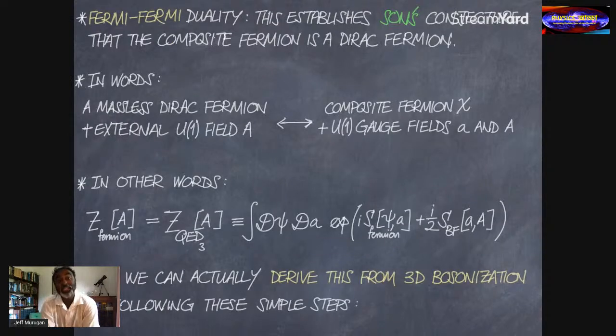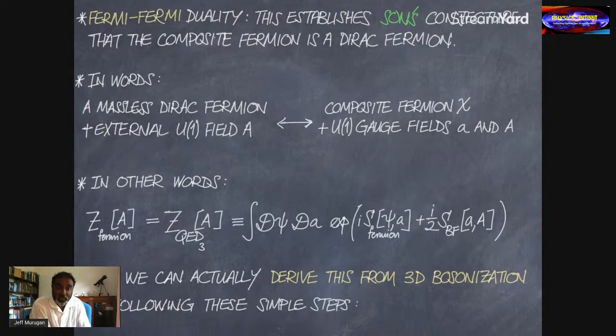Why? Because I can then use this Bose-Fermi duality, something that's well known and relatively well understood, to establish new dualities. In this case, the new duality that we'll establish is the Fermi-Fermi duality. So the last one was a Bose-Fermi duality. This is a Fermi-Fermi duality, a duality that relates two fermionic theories. And in some sense, this actually establishes Son's conjecture that the composite fermion is, in fact, a Dirac fermion written in a particular way.